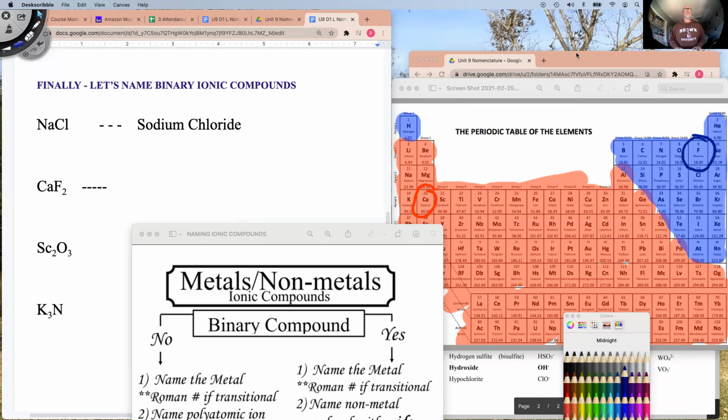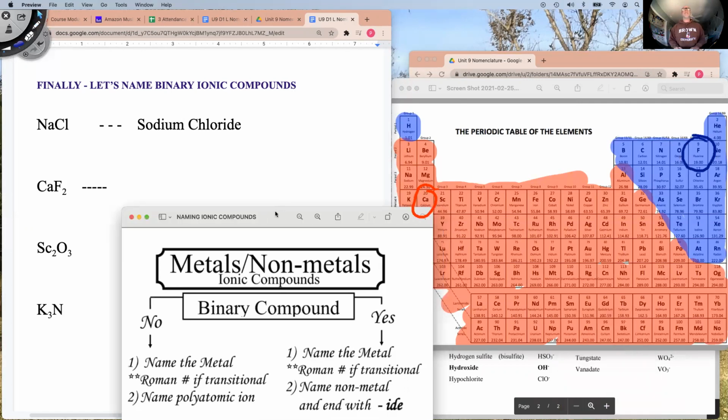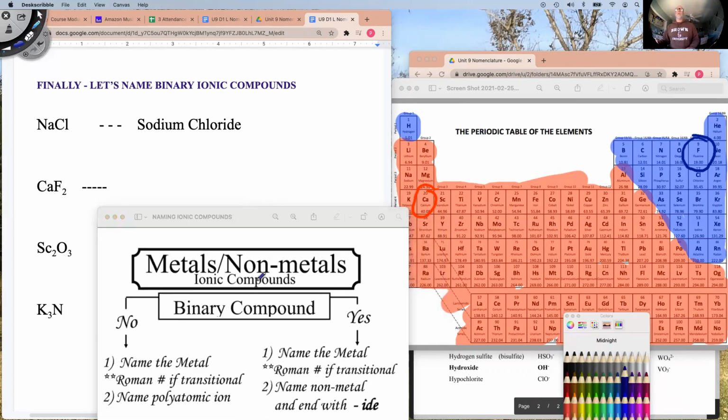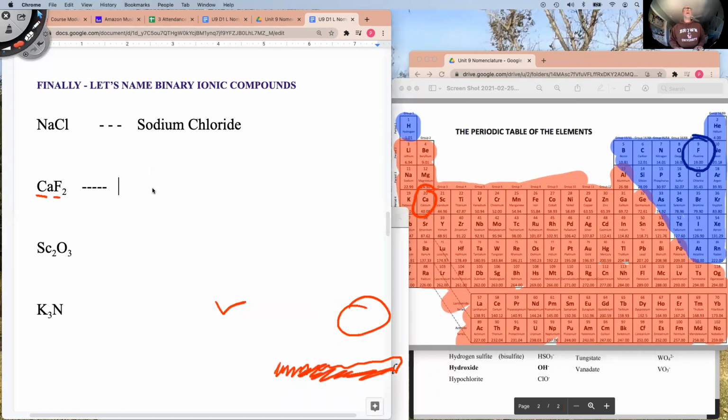So let's name this. Well, the first set of instructions say, is it binary? Yes, we're working with a binary compound. All right? Binary meaning there's just two, a calcium and a fluorine. Check. Yes, binary. Name the metal. Now, I know you probably look down there and say, what does that mean? It means nothing until next class. Let's work with transitional. So the first thing we're going to do is name the metal. What's the metal? The metal is called calcium.